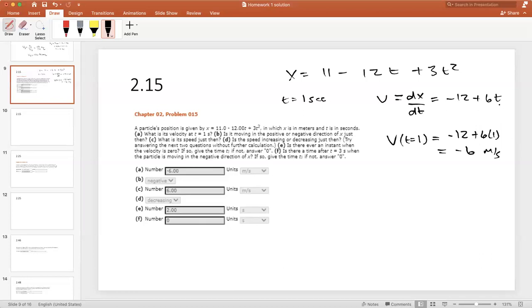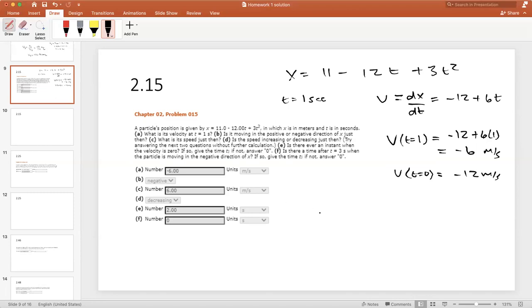Note that when our time is 0, we have a minus 12 meters per second. We're going to need that later. So this is actually the answer to part A. They say, what is the velocity at t equal to 1? That negative sign tells you that the particle is moving in the negative direction. So part B is kind of redundant. You already know that. Part C gets a little weird.